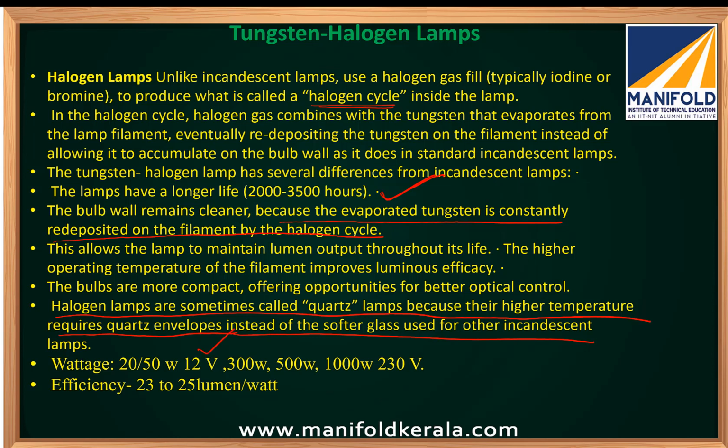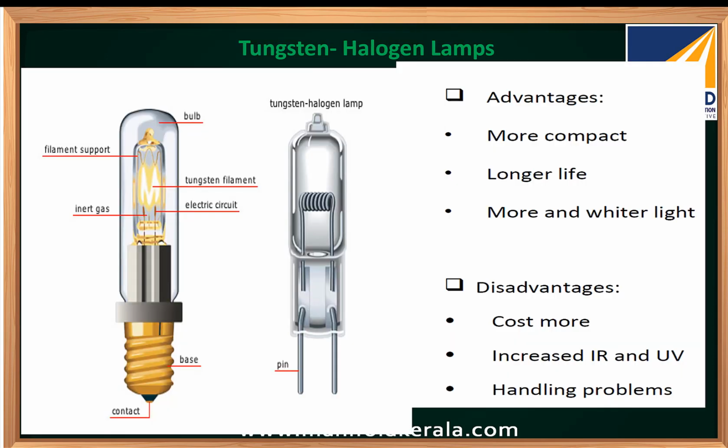So wattage is 20 to 50 watt. We can get 12 volt. We can get up to 1000 watt lamps at 230 volt. Luminous efficacy is 23 to 25 lumen per watt. Okay. So what are the advantages? They are more compact, longer life, they give more white light. Disadvantages: costly, increased IR and UV radiations, handling problems. Okay.